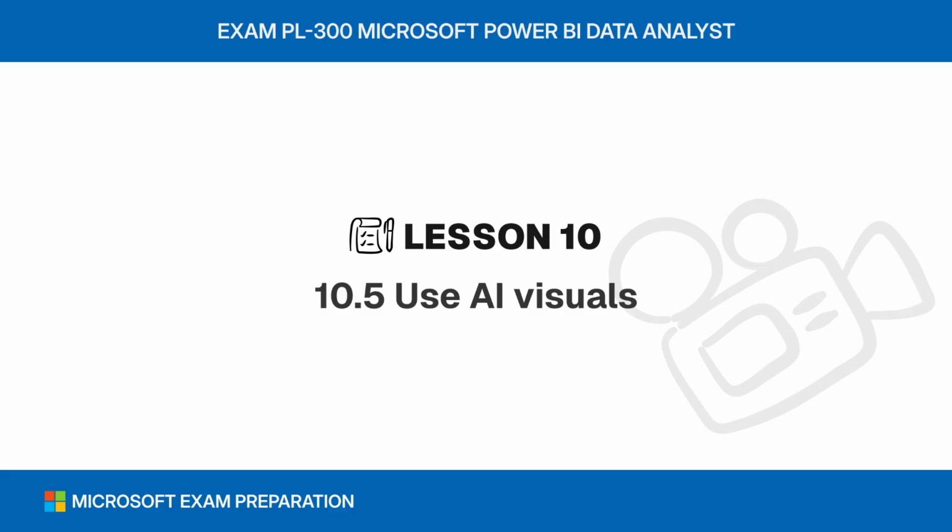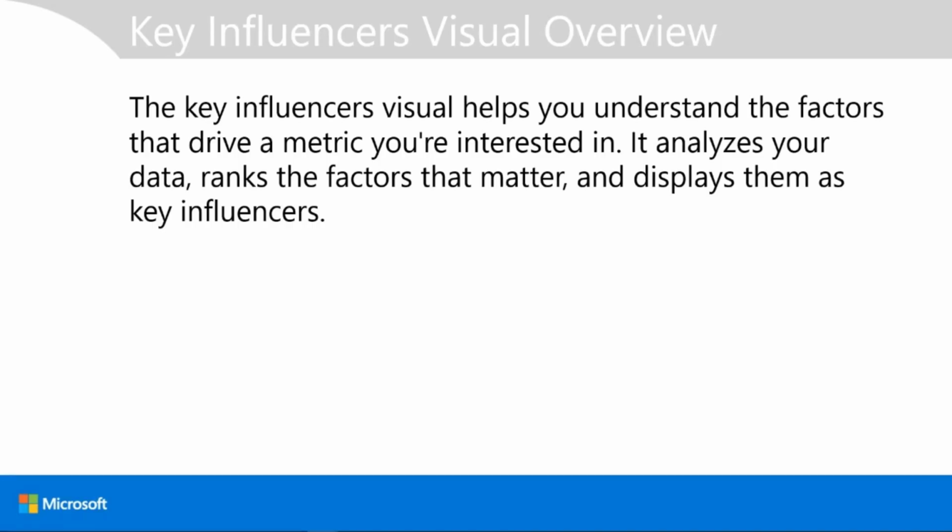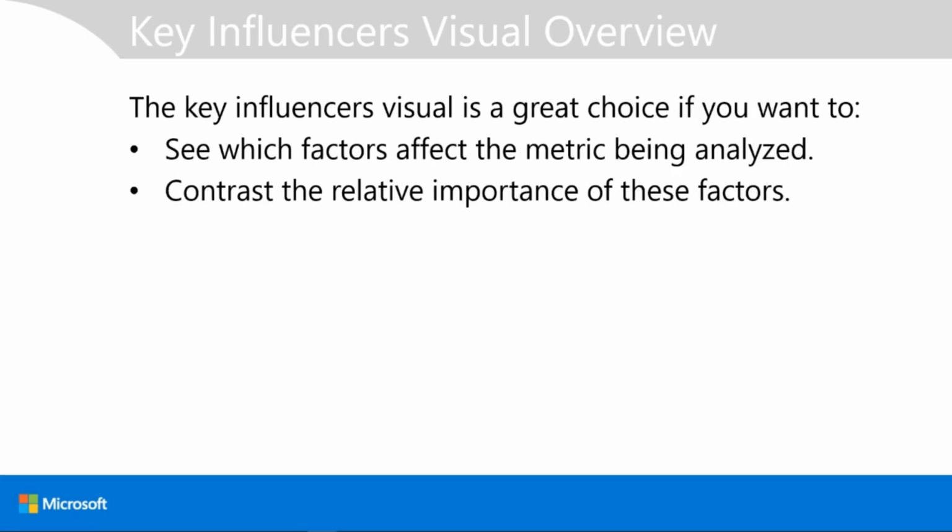In this sublesson, we're going to use AI visuals. First off, we're going to take a look at the Key Influencers visual. The Key Influencers visual helps you understand the factors that drive a metric you're interested in. It analyzes your data, ranks the factors that matter, and displays them as key influencers.